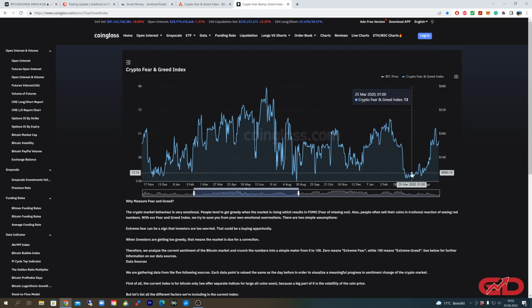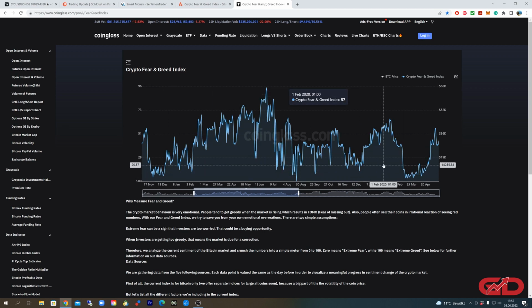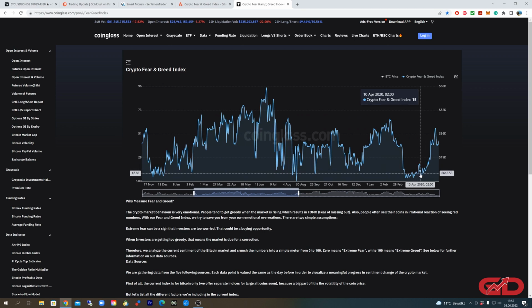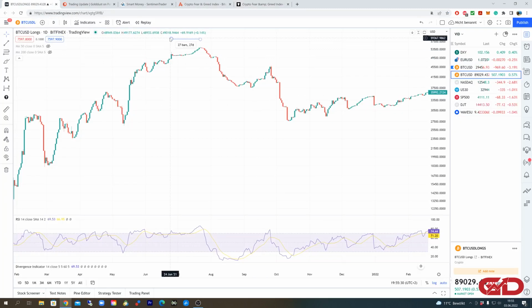Same as here in the Fear and Greed Index, it is very unlikely that we will do exactly the same as here or here from the time perspective, but this can give us an indication of how long it is likely that we stay at these low levels in the Fear and Greed Index. And this one right here could also give us a good indication of how long it will take till the longs start to decrease again.